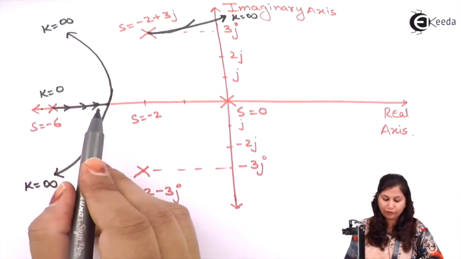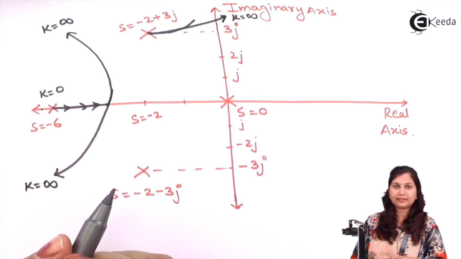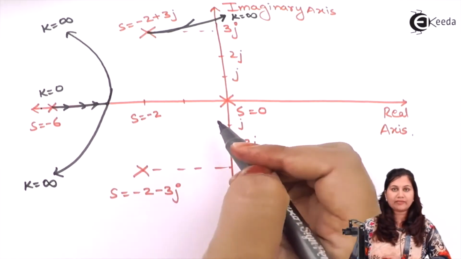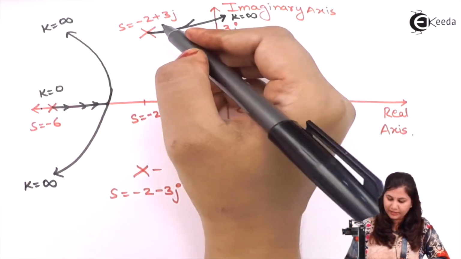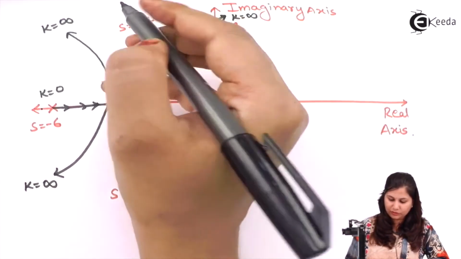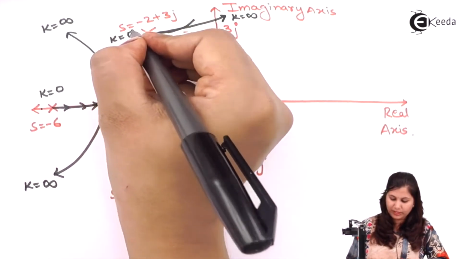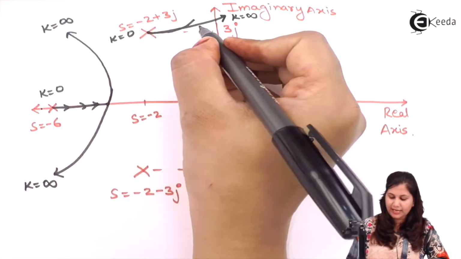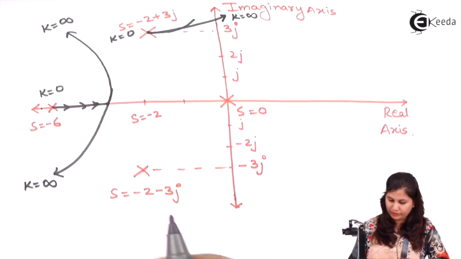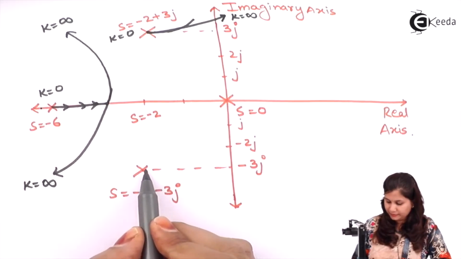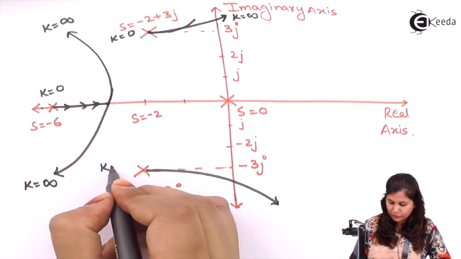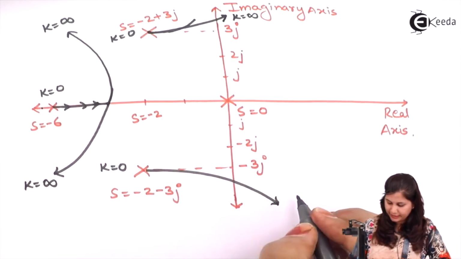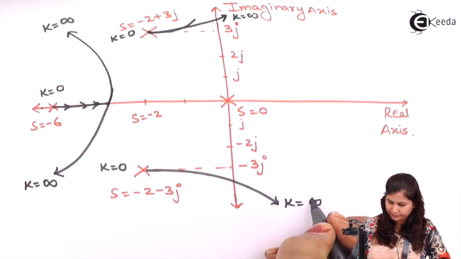Because it is starting from a pole and terminating at zero, here we are not having zero, so it will terminate at k equals to infinity. This will also start from this pole, k equals to 0 we are having here, and it will terminate at k equals to infinity. Similarly here, starting from k equals to 0 and terminating at k equals to infinity.